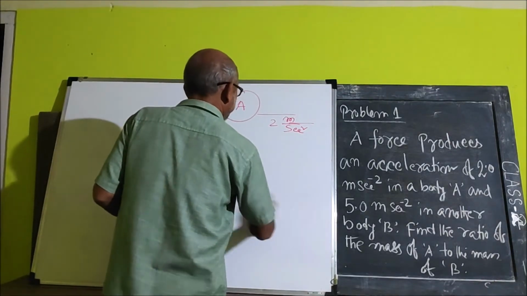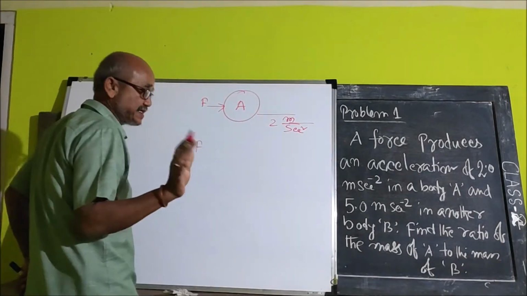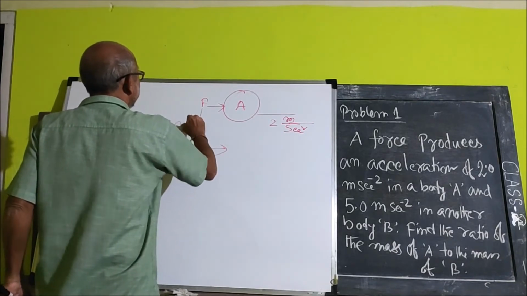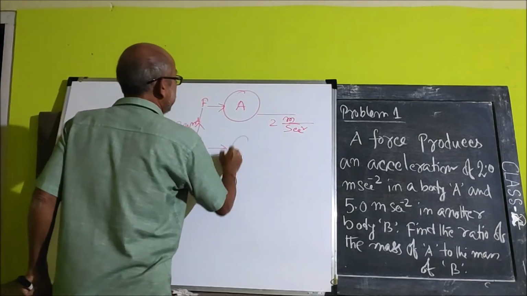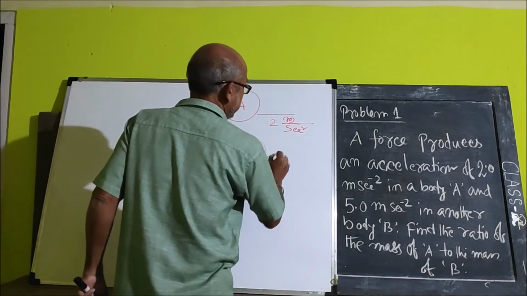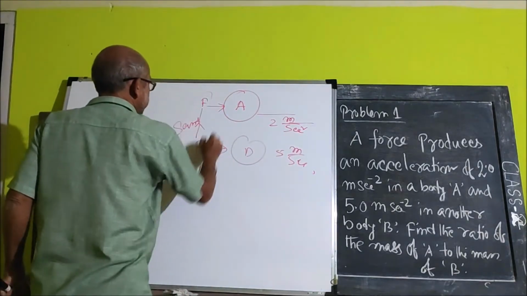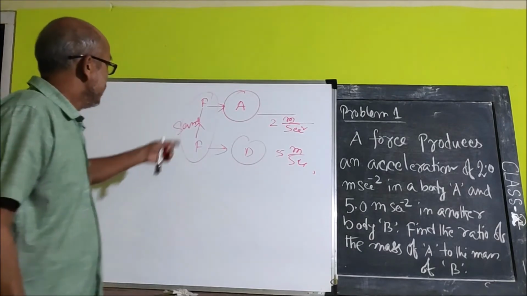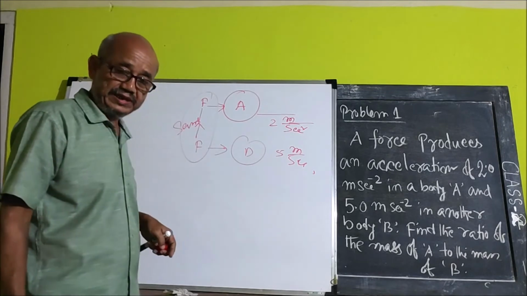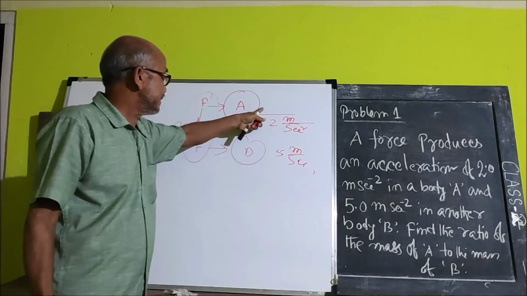Now, another force, the same force, acting on B, and its acceleration is 5 meter per second square. As the force is the same, here the value of force is that one and the value of force is that one. That is, force is constant, so we can cancel the force and directly write that equal to that.